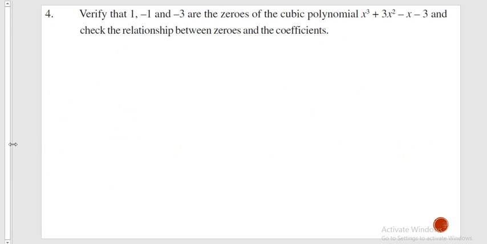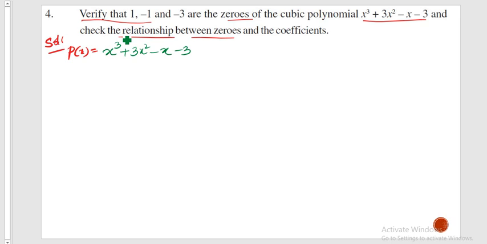This is one of the most important questions, mostly asked for 4 marks. First of all you need to verify that these are the zeros of this particular cubic polynomial, and after that check the relation between zeros and the coefficients. First we are going to verify. For verification, I consider this polynomial as p of x, which is x cube plus 3x square minus x minus 3. This is the given polynomial.